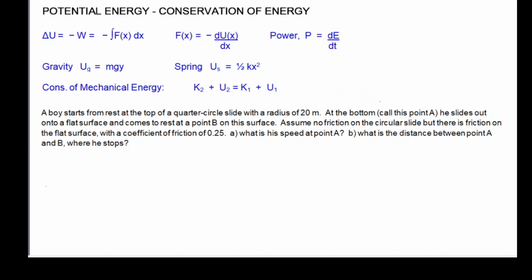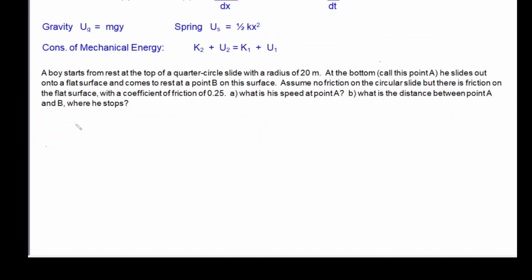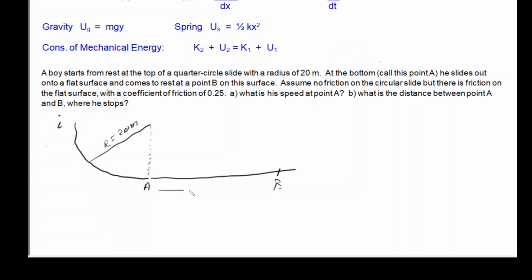So let's diagram this. We have a circular slide, and then at point A it becomes a flat surface, and this has a radius of 20 meters, and note that that's the same at point A. We'll call this his initial point, and where he stops is point B, and we want to know the distance to point B. There's no friction here, and there is friction here with a coefficient of friction equal to 0.25, and we'll take our 0 reference point to be at the surface here.